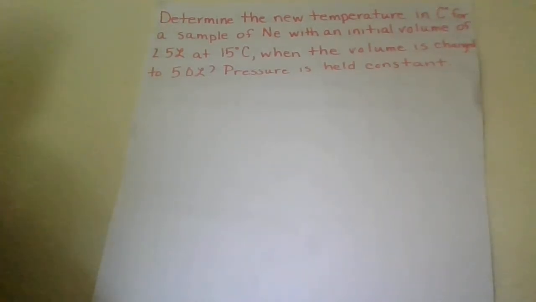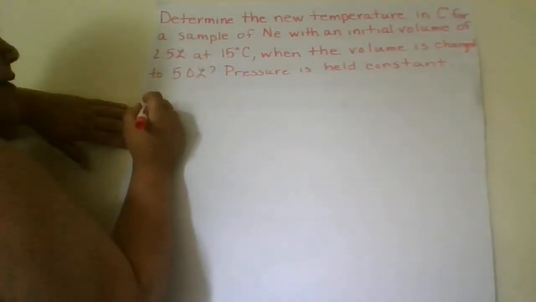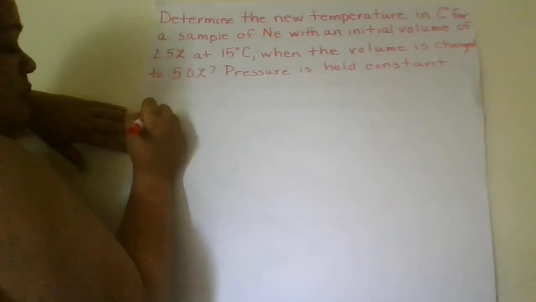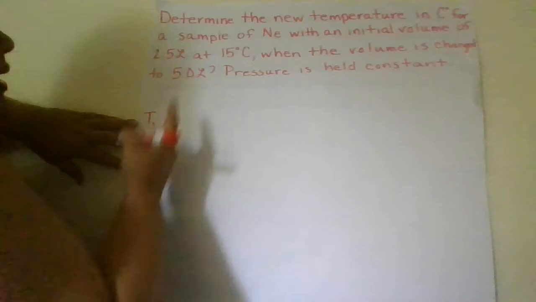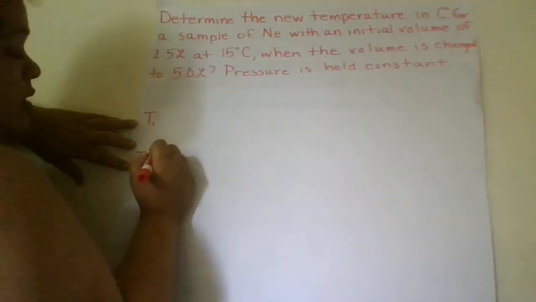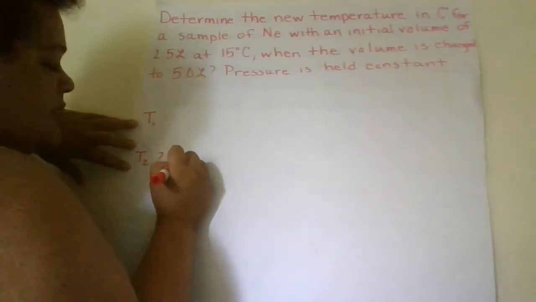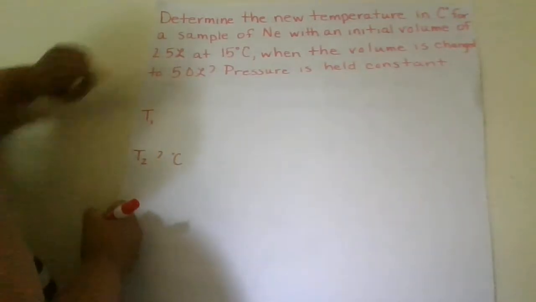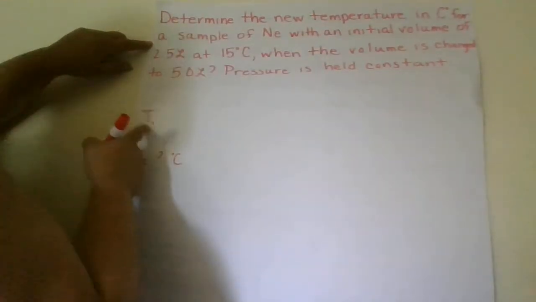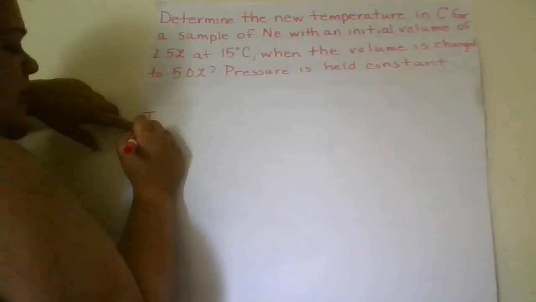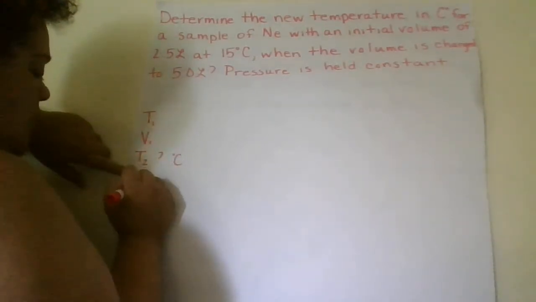So it says determine the new temperature. So apparently we're going to have an old temperature and a new temperature. Okay? And it says determine the new. So this is the one I don't know. And they want it in degrees Celsius. A sample has an initial volume, so that's going to be at the beginning. So that's going to be a V1. So if I have a V1, I'm going to have a V2.